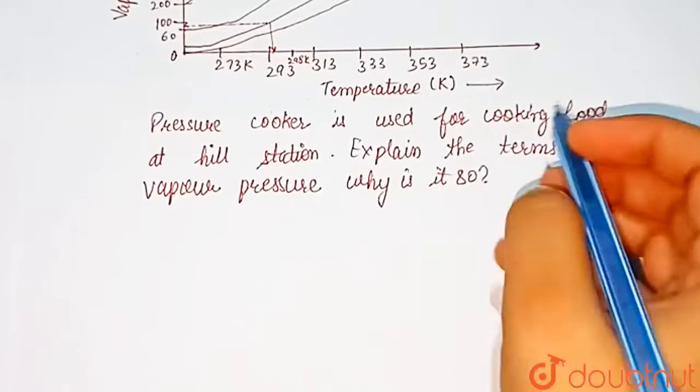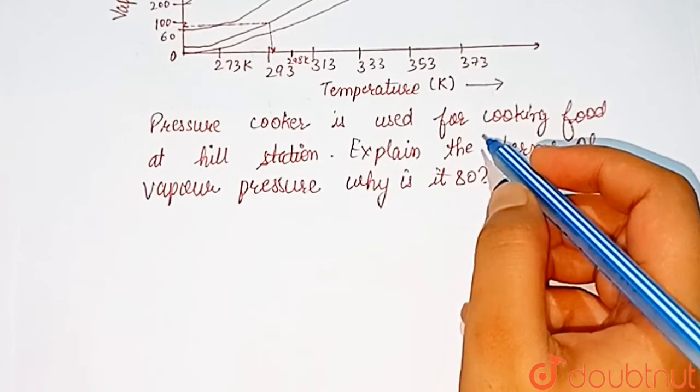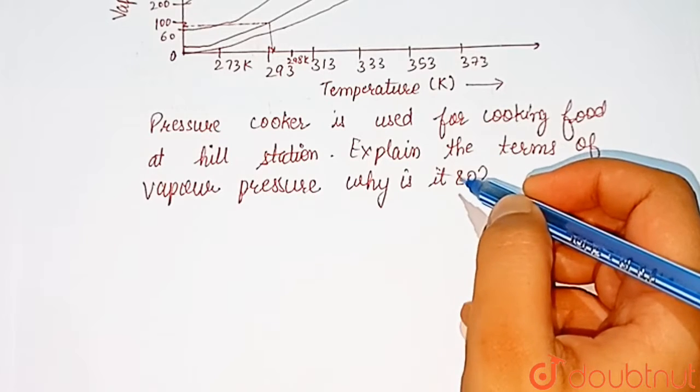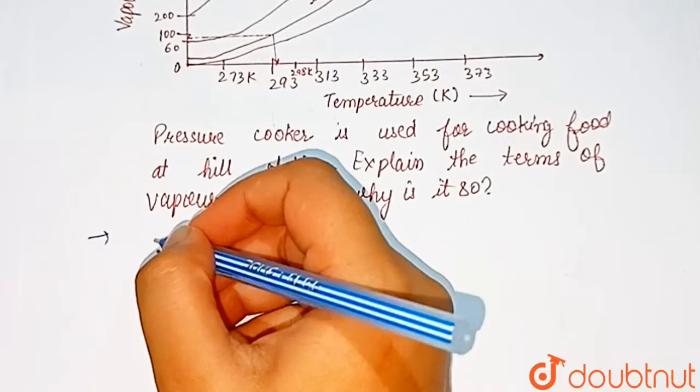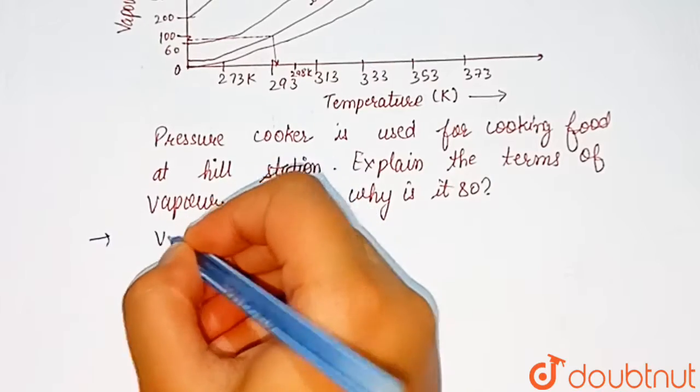Our question is: the variation of vapor pressure of different liquids with temperature is shown in the figure. Pressure cooker is used for cooking food at hill station. Explain in terms of vapor pressure why is it so? First we know about what is vapor pressure and atmospheric pressure.